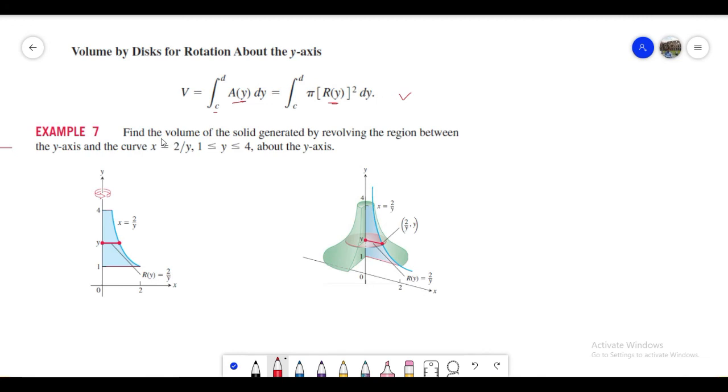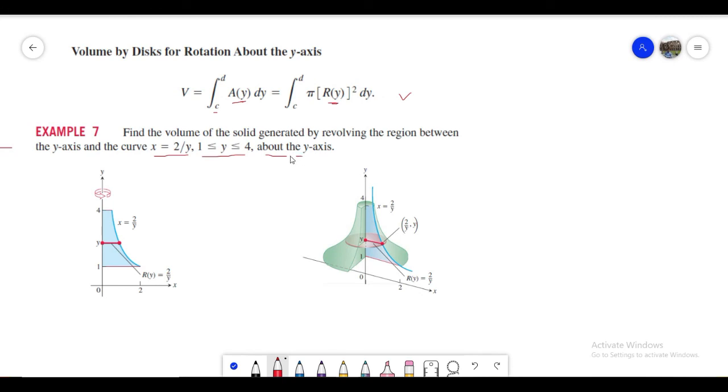In this question we have to again find the volume of the solid, and this solid is basically generated by the function x is equal to 2 by y, ranging between 1 and 4. If you read the question, it says find the volume of the solid generated by revolving the region between the y-axis and the curve x is equal to 2 by y, where y is ranging between 1 and 4, about the y-axis. This is the crucial thing.